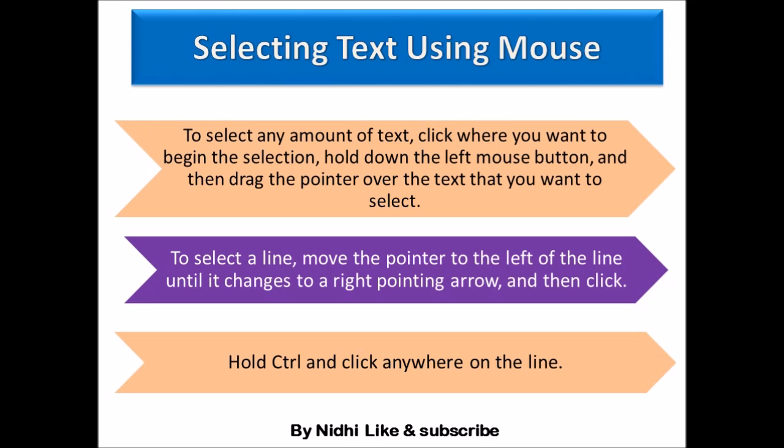Okay, if you want to select a particular line, then move the pointer to the left of the line until it changes to a right pointing arrow, and then click on that. If you want to select a line from anywhere, just press the Ctrl key and click anywhere on the line. So like this, you can select the text using mouse.